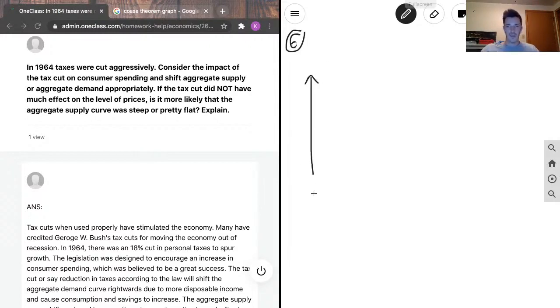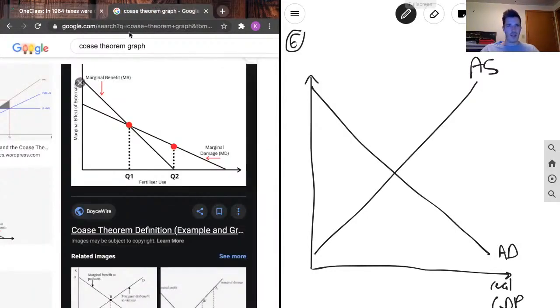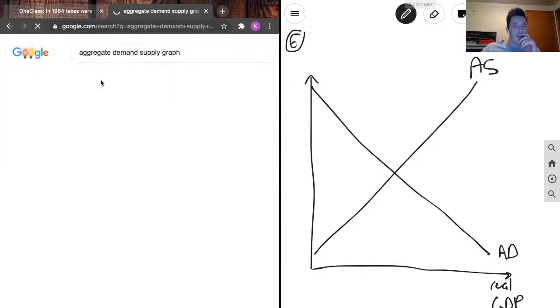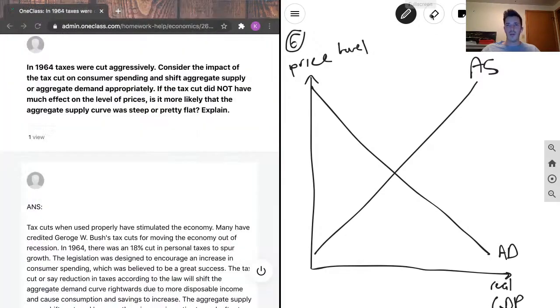So we're going to draw aggregate demand sloping down, and aggregate supply sloping up. I'm going to draw it upward sloping for now. We'll likely change it to flat at the end. Just to get these axes right, I think it's real GDP on the x-axis, and prices on the y-axis. That's supposed to say price level, so I'm going to try it again. So we've got price level on the y-axis, and real GDP on the x-axis. Aggregate supply slopes upwards, and aggregate demand slopes downwards.